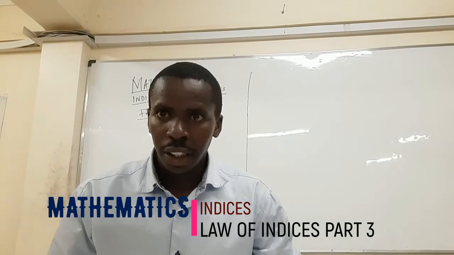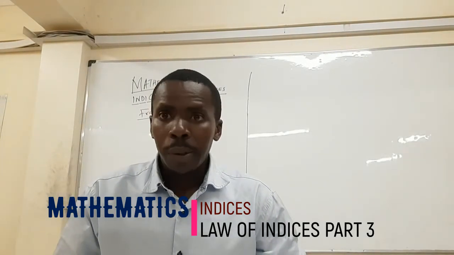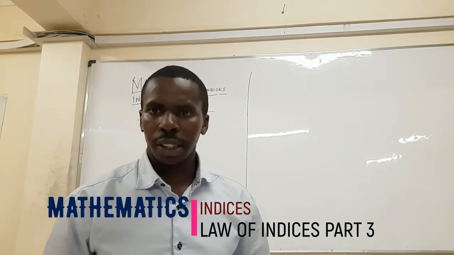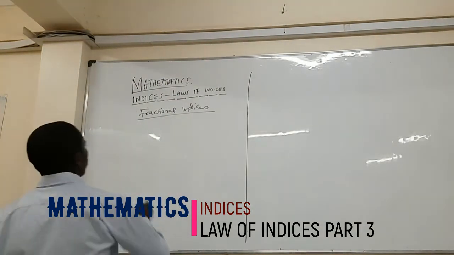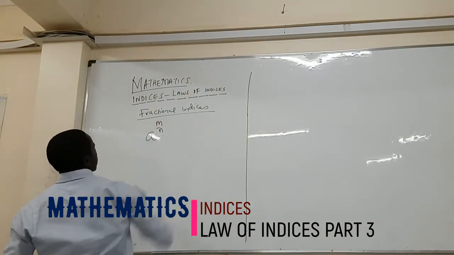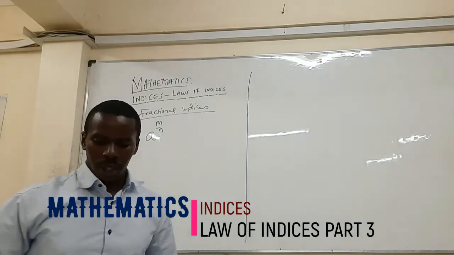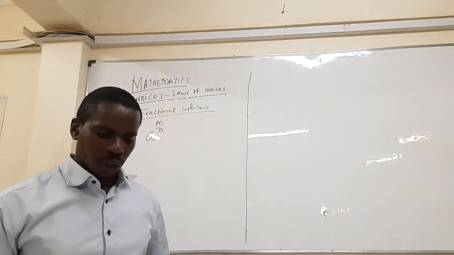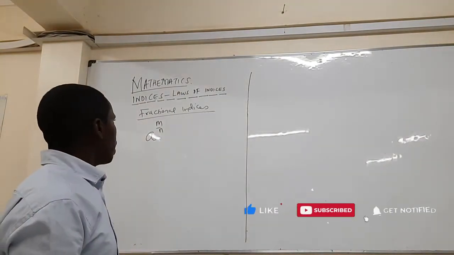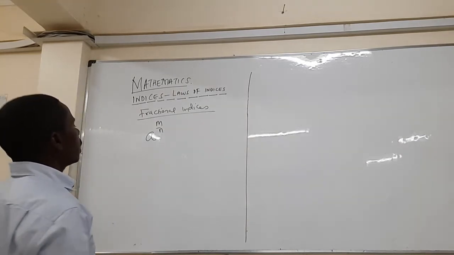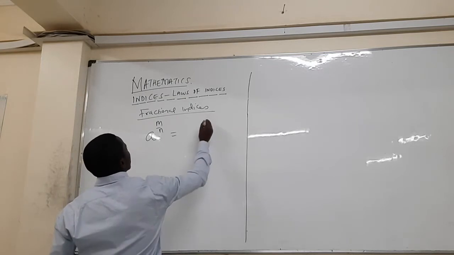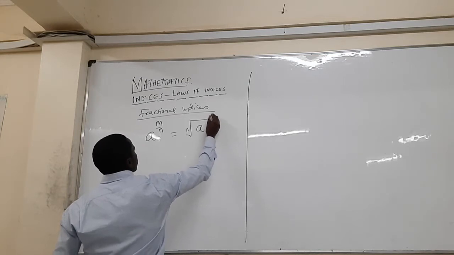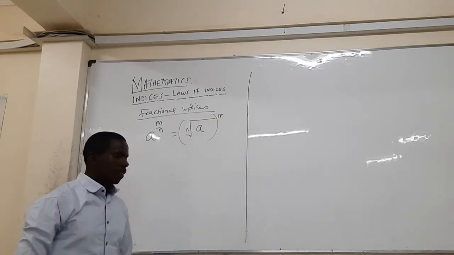the third session for the laws of indices, and we're going to look at fractional indices. An example here, you have a power m over n. You need to understand that our index now, m over n, is a fraction. What does it mean? This is how we interpret it. This is the same as the nth root of a, then we power everything by m.